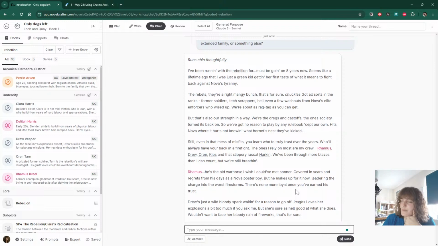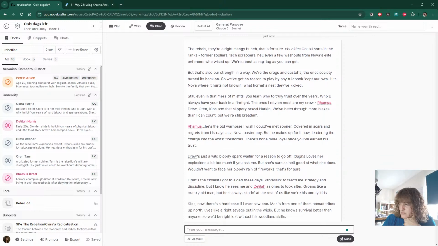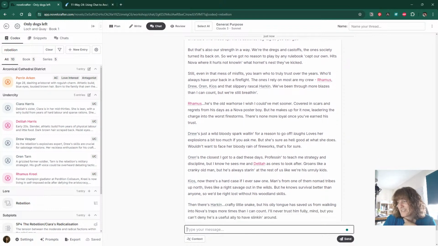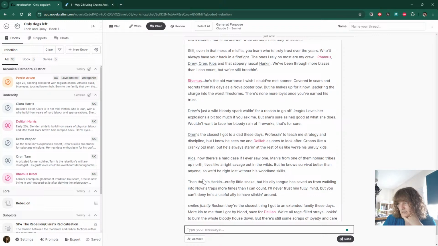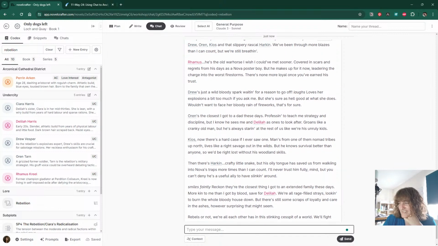Okay, so she has a lot of respect for Ramos. That's interesting. Oh, okay. She has a father-like relationship with Oren. I can see that. Oh, we're all rage-filled strays looking to burn the whole bloody house down. Oh, that's cute.